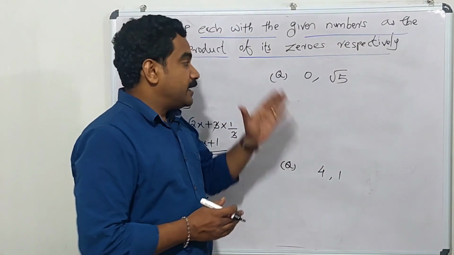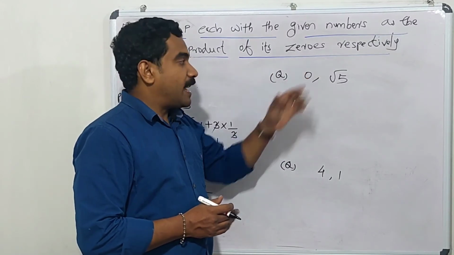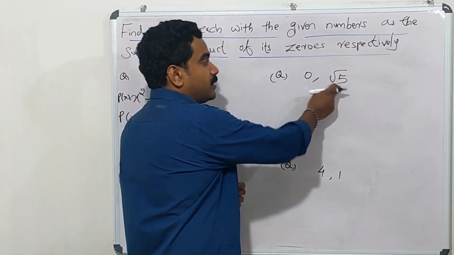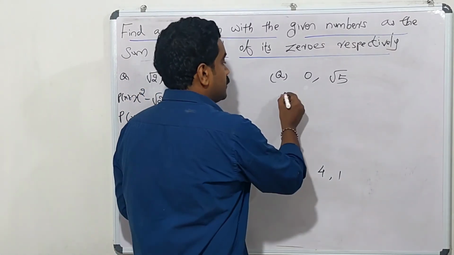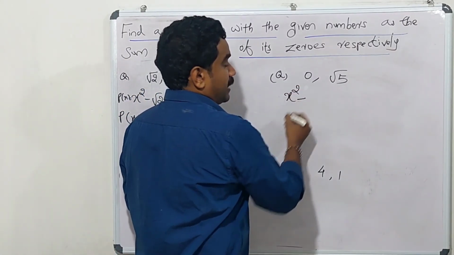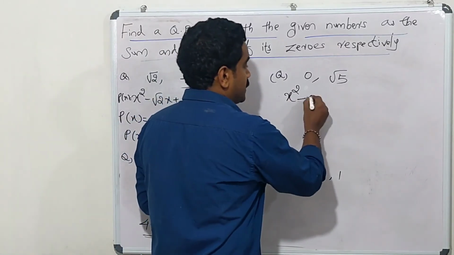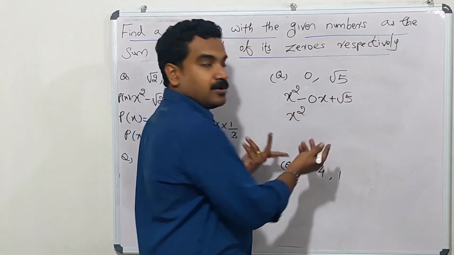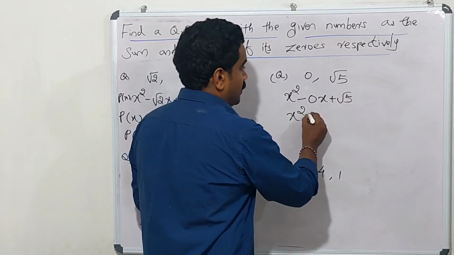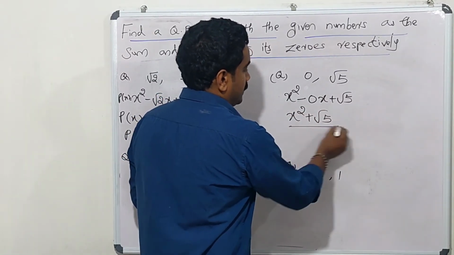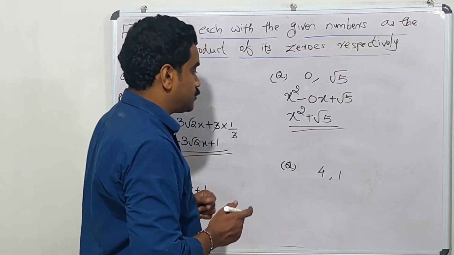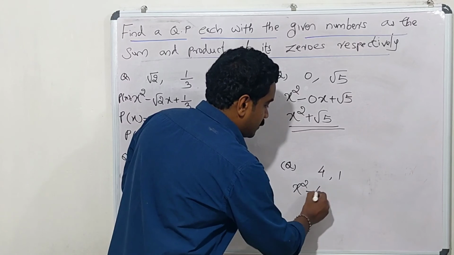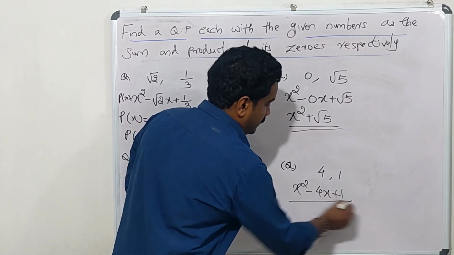0 and root 5. Sum of the zeros is 0 and product of the zeros is root 5. So alpha plus beta is 0. Alpha into beta is root 5. So its answer is x square minus sum of the zeros into x, 0x, plus product of the zeros. So it is x square, 0x, no need to write the 0x, x square plus root 5 is the answer. Look the next question. 4 and 1. So simple. X square minus 4x plus 1 is the answer.